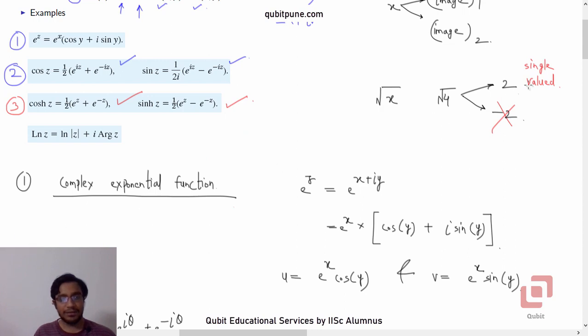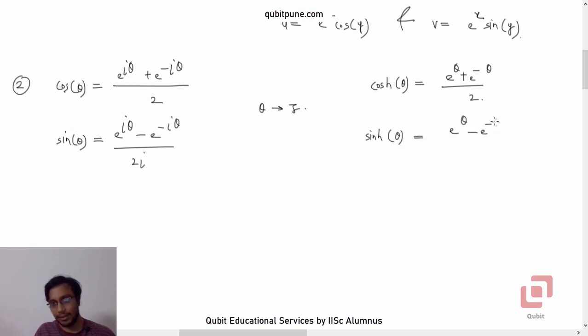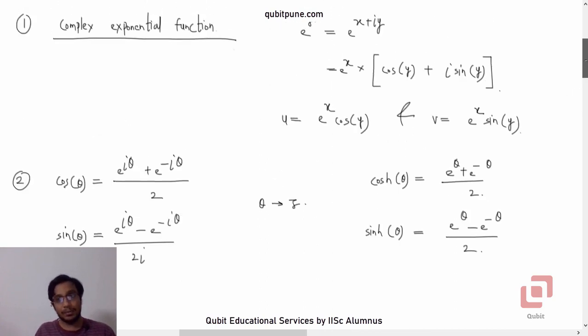Now again, these definitions follow from the real counterparts. So if we have cosh of theta, then it is e to the power theta plus e to the power minus theta upon 2, and sinh of theta is e to the power theta minus e to the power minus theta, you don't have i there, upon 2. So when you replace theta by z, you will get both circular functions and hyperbolic functions.